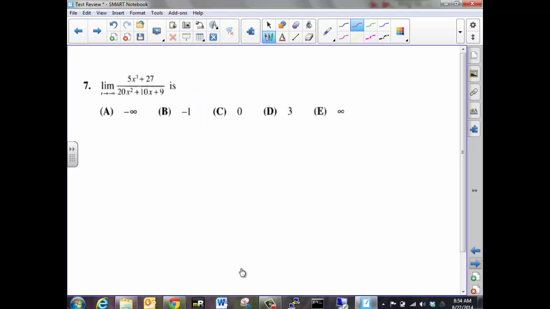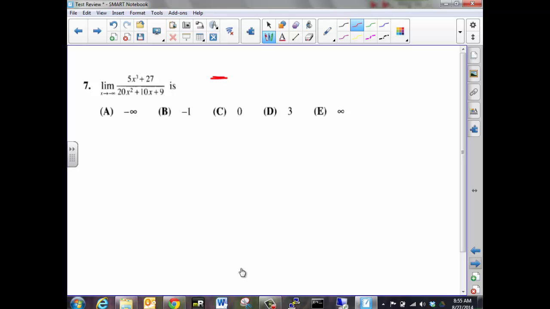7, I see going to negative infinity. So what does that make me think? Same thing as before, but that negative means I really need to be careful of my signs there, okay? I look at the degrees. What do the degrees tell me? Numerator's bigger, so that tells me what? Infinity or negative infinity. Well, which one is it in this case? Negative. Why? The top is going to be negative.